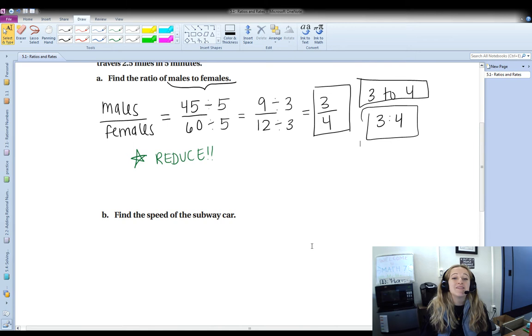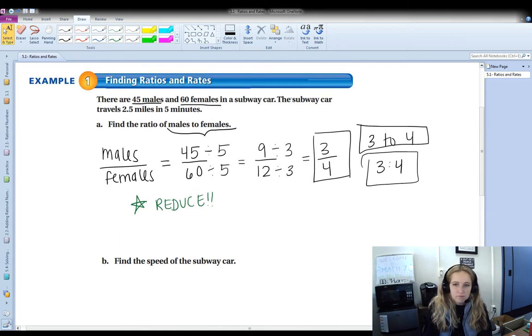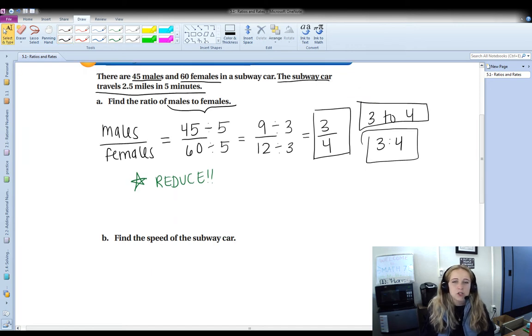Find the speed of the subway car. It says the subway car travels 2.5 miles in 5 minutes. We've all been in a car before, right? Maybe not a subway car, but most of us have been in a car. If your parents or someone in your family is driving, typically you see signs that say 60 miles per hour or 20 miles per hour. That's the speed limit, and that's a unit rate.